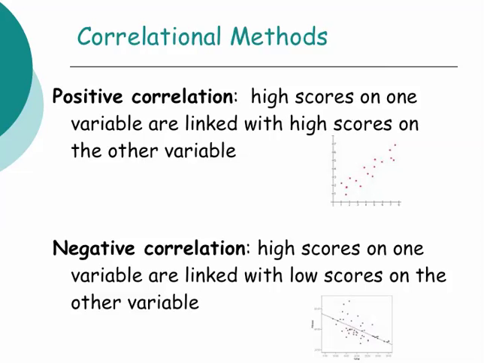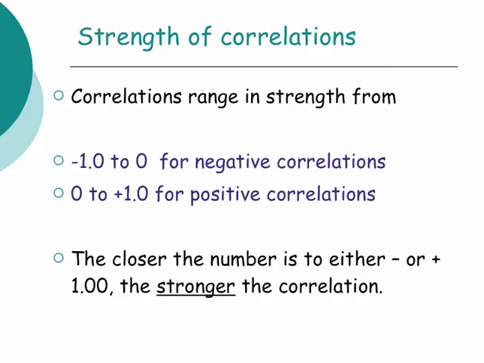A negative correlation means that high scores on one variable are linked with low scores on the other variable. Hopefully, for study time and exam score, we don't find a negative correlation. The strength of a correlation can range from -1 to 0 for a negative correlation and 0 to 1 for a positive correlation. The closer the number is to either negative or positive 1, the stronger the correlation. So a correlation of negative 0.8 is stronger than a correlation of positive 0.3.